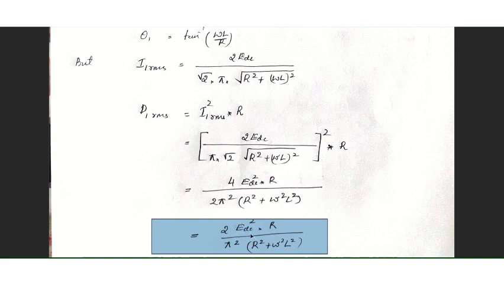So instead of EDC, if your input DC is Vs, then this parameter will be Vs square. That's the only difference. So I hope it is understood.